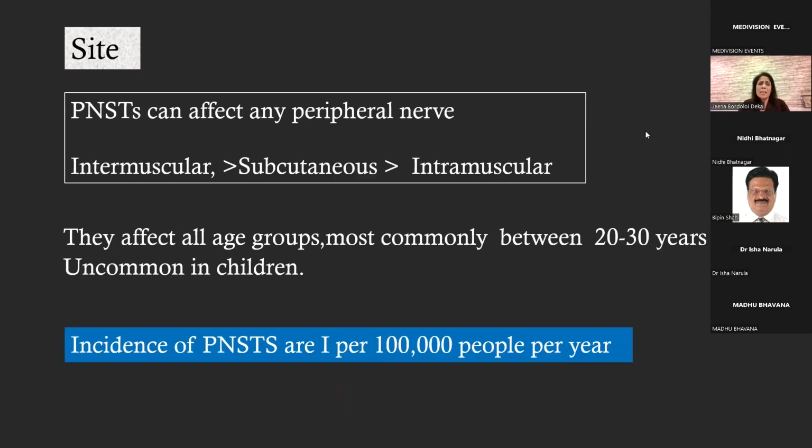So the PNSTs can affect any peripheral nerve. The most common is in the intermuscular location, which is followed by subcutaneous and then intramuscular. They can affect any age group, but it is most commonly seen in the young age group, that is between 20 to 30 years, and they are uncommon in children, and the incidence is about 1 per 1 lakh people per year.